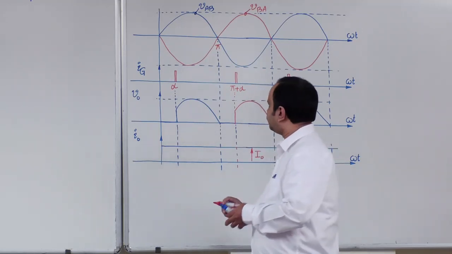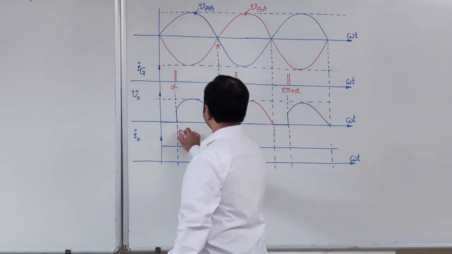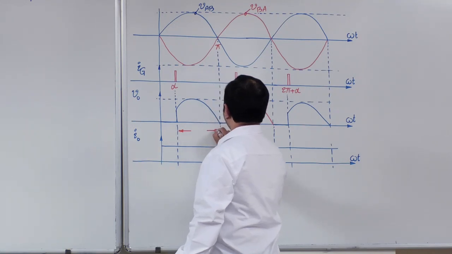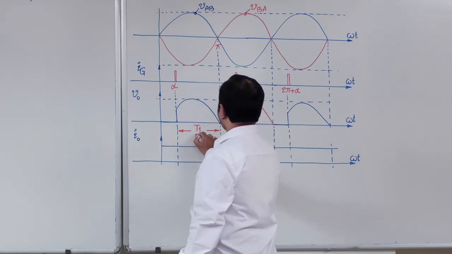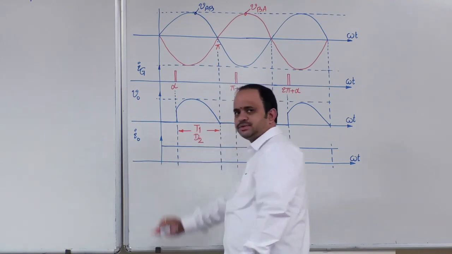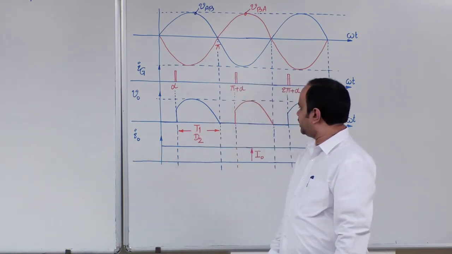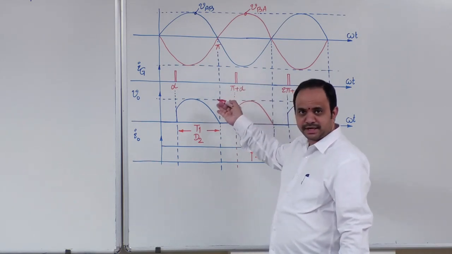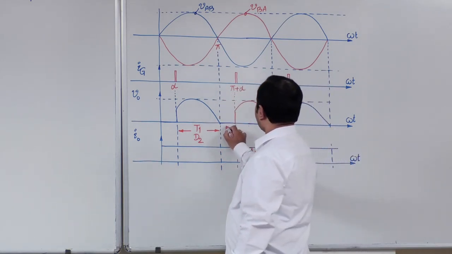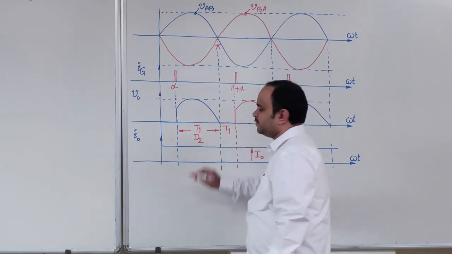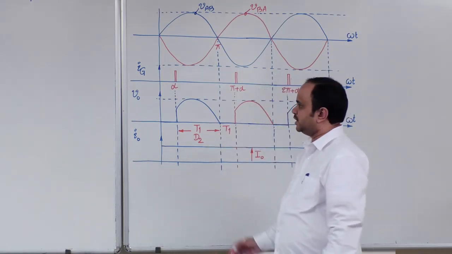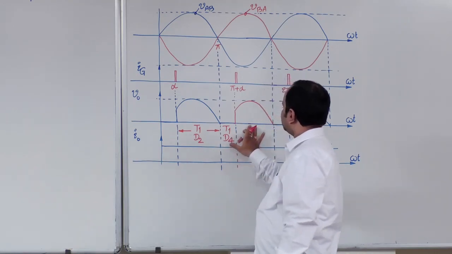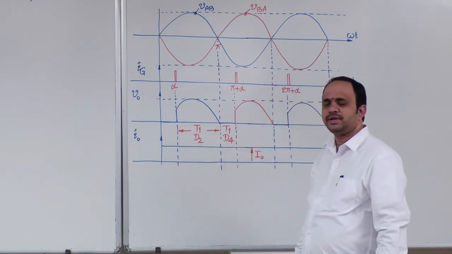Just recollect what are the conducting devices from alpha to pi. Those are T1 and D2. Now at pi plus alpha, T3 will start conduction. Up to that, upper half T1 will continue the conduction. Lower half D4 will start.